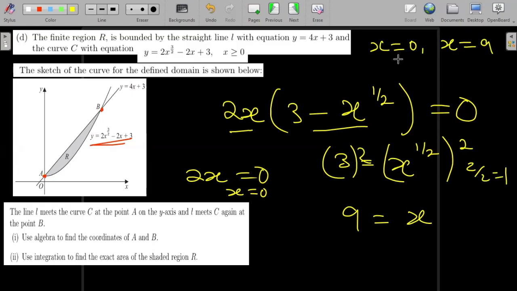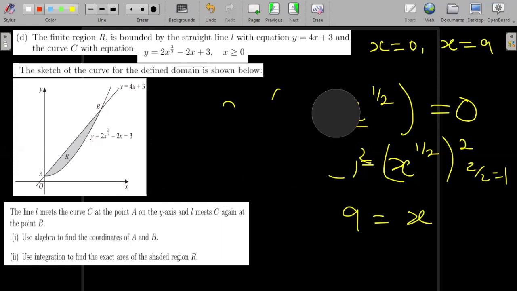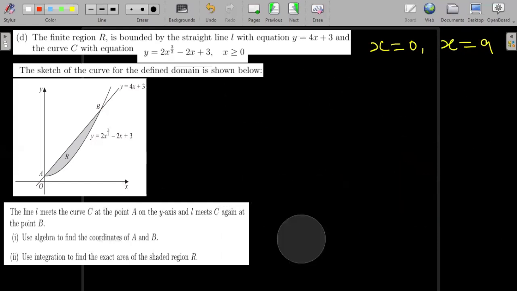And it's true that x is equal to 0 because they said this point is on the y-axis. And we know that on the y-axis, x is always equal to 0. Okay, so we found the x coordinates. Let's now find the y coordinates. The y coordinates won't be difficult. We can use any of the two equations. So we're going to use the simpler one.